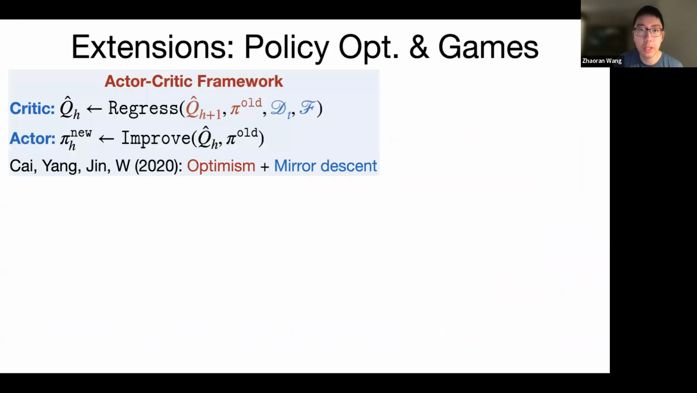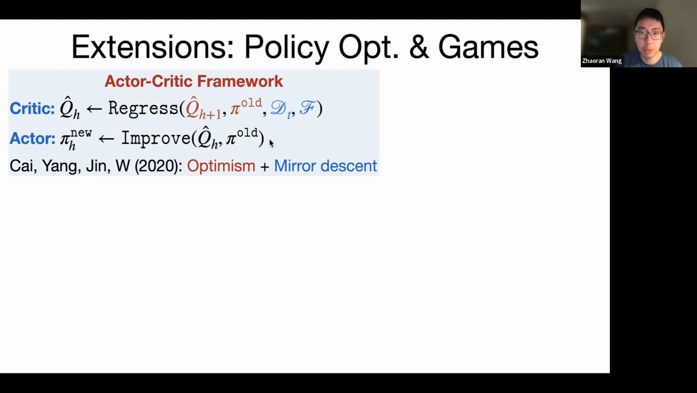So I'm probably running out of time, so just a few extensions. The first one is policy optimization. Instead of taking the greedy action, you can gradually improve your policy based on the previous policy. So this pi-old is from the previous iteration. So it's still estimation and optimization, but now I'm doing the optimization in another way, which is more like mirror descent instead of greedy. So this brings a lot of actual benefits.